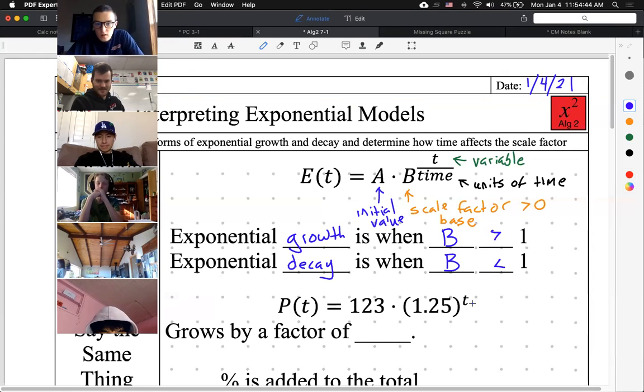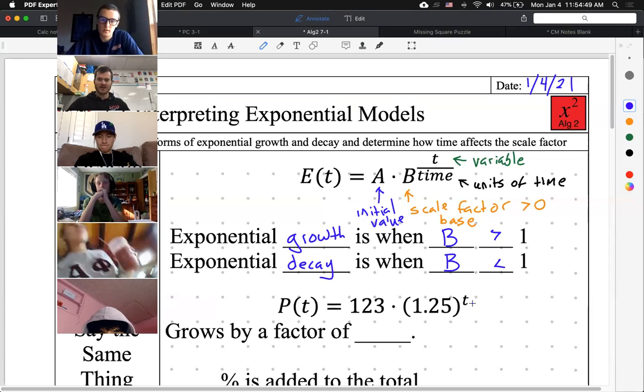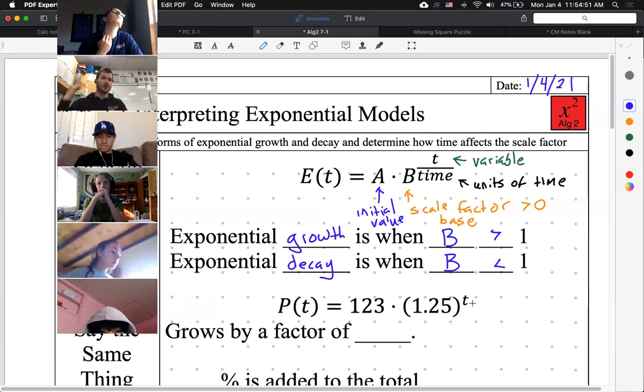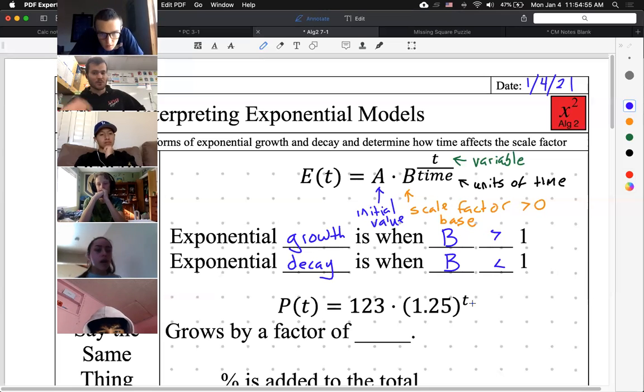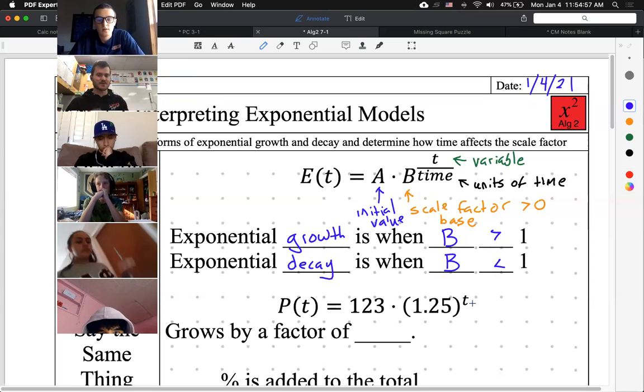This is kind of the first really big thing that I'm teaching you right now. Growth is whenever your b is greater than 1. And greater than 1 can mean a bunch of different things. In terms of a decimal, that's like 1.1. 1.1 is greater than 1, therefore it's exponential growth. Or it could be 0.98, which is less than 1.